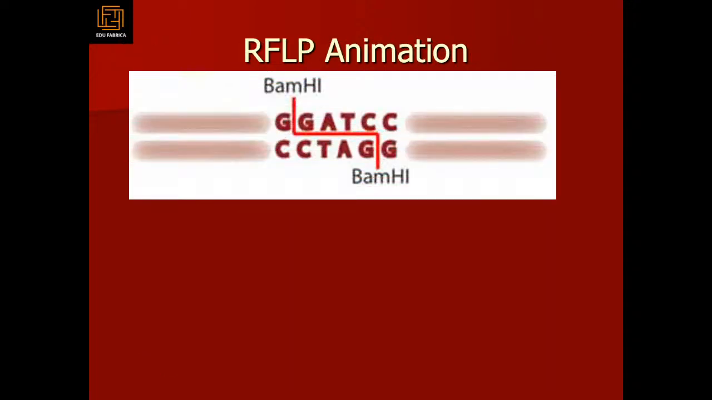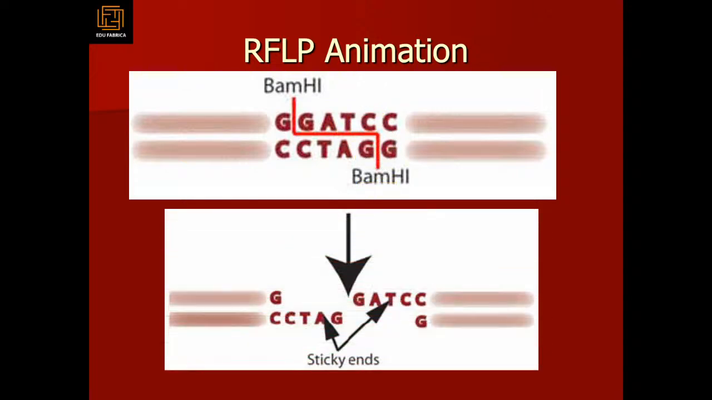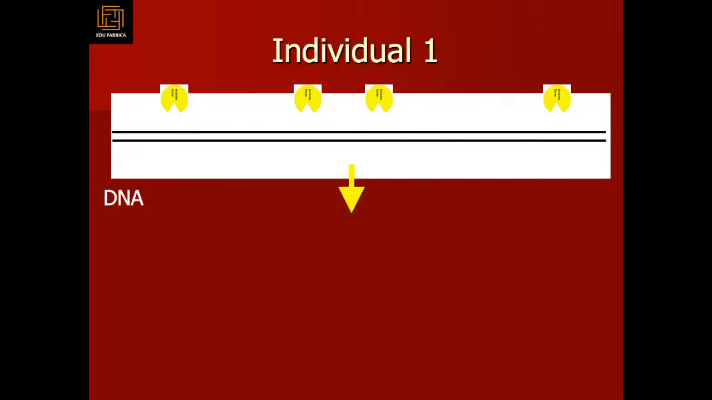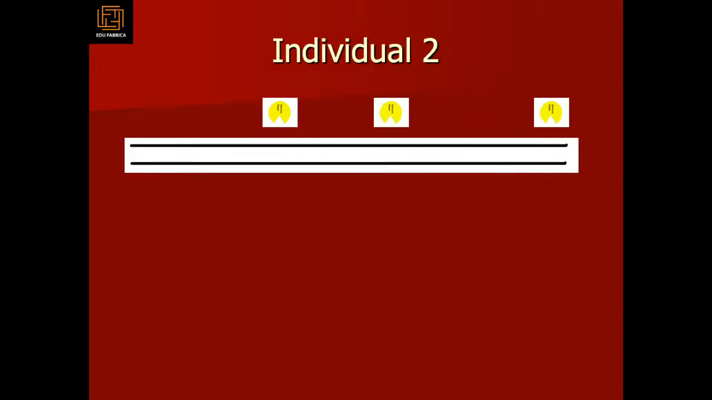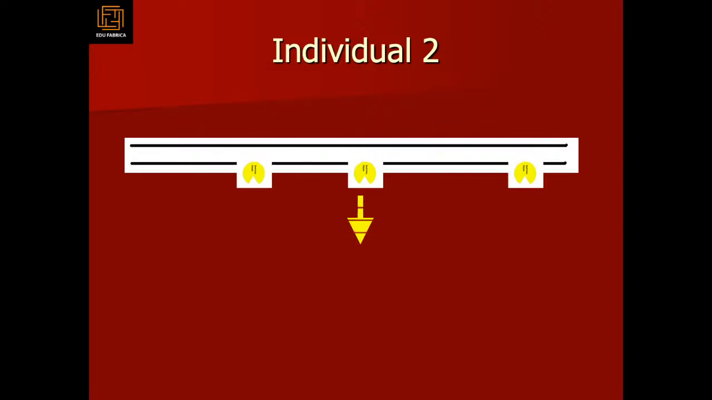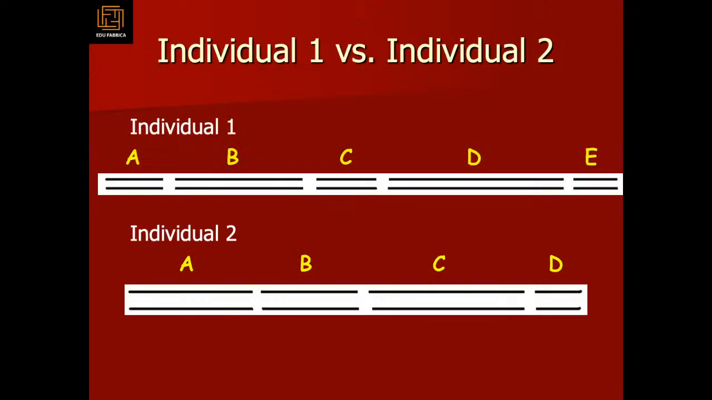Here we have BamHI, which will come and cut the DNA sequence at its specific site. It's like Pac-Man. After cutting, it gives you sticky ends. Let's say you have individual 1. It has a chance to cut at 4 places, giving you 5 fragments. Individual 2 can only be cut at 3 places, giving you 4 fragments, not 5 like individual 1. So we can differentiate between individual 1 and individual 2, and confirm whether they belong to the crime scene or not.